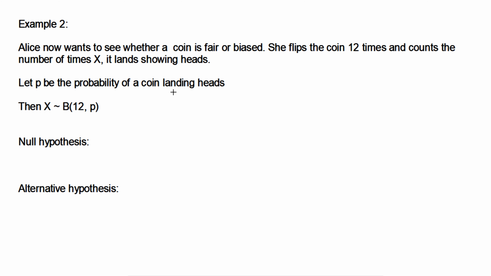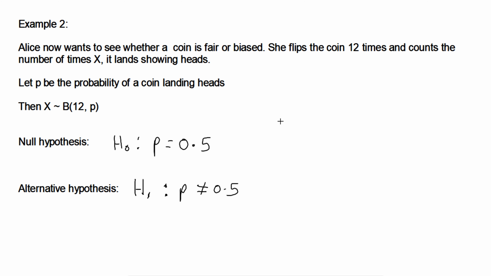So let's define our null hypothesis. H0, colon, lowercase p, the default position is that the coin is fair, so it has a probability of landing on heads of 0.5. The alternative hypothesis, and this is why it's considered a two-tailed test, is that p does not equal 0.5.